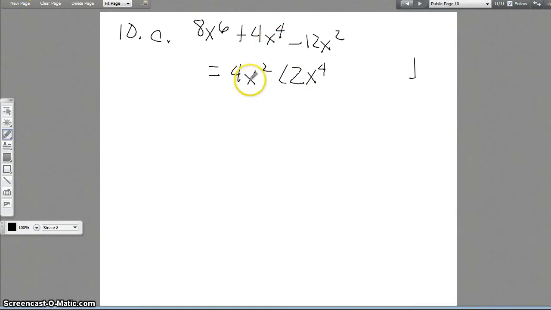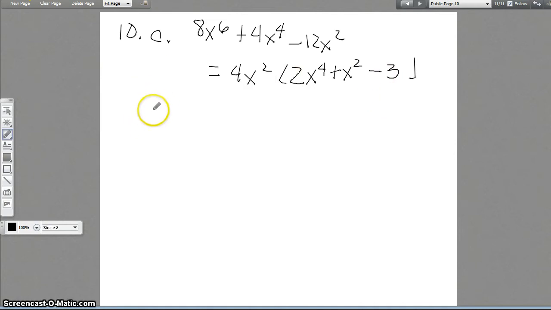What do we have to multiply 4x squared by to get 4x to the 4th? Well, we already have our coefficient of 4 for both of these, so that stays the same. And then we have to do an x squared because 4x squared times x squared will be 4x to the 4th. Now we look at our last term, which is negative 12x squared. What do we have to multiply 4x squared by to get negative 12x squared? That would be a negative 3. So this is how we would work number 10, part C.